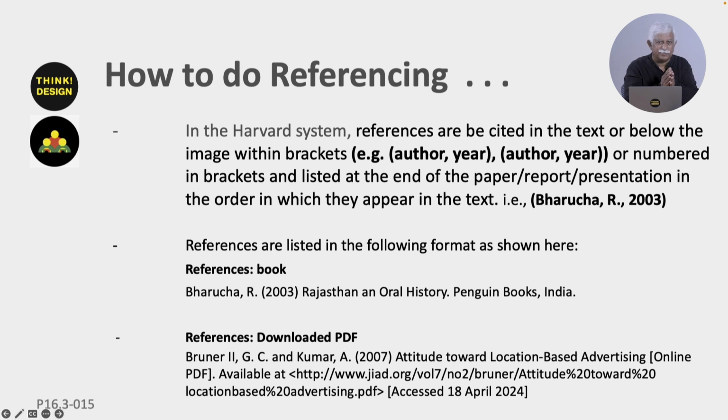So for example, the book is the author's name, the year in brackets, the title of the book, who was the publisher and where it was published. So Bharucha R, 2009, Rajasthan Oral History, Penguin Books, India, so on and so forth. If you download a PDF, for example, you need to have again the authors first, the year, the full title of it, and the link to it, and when it was actually accessed. So these make up the reference system.